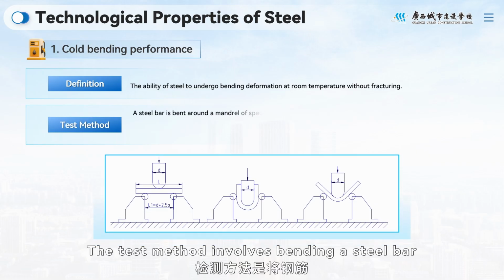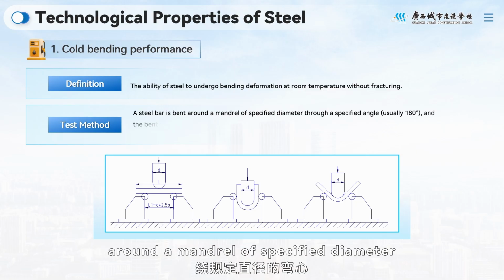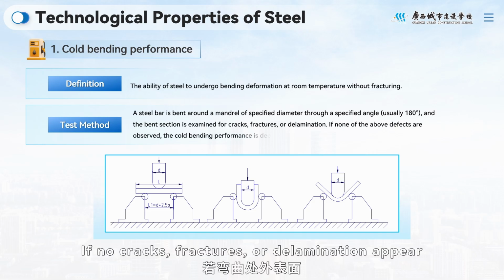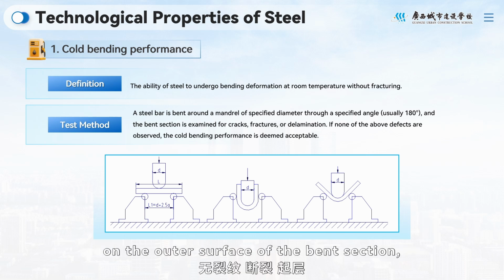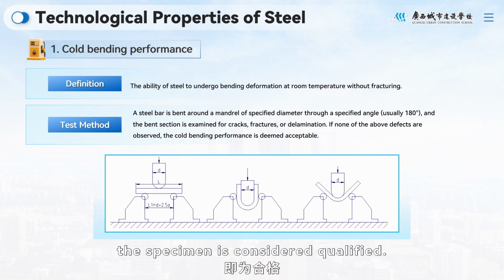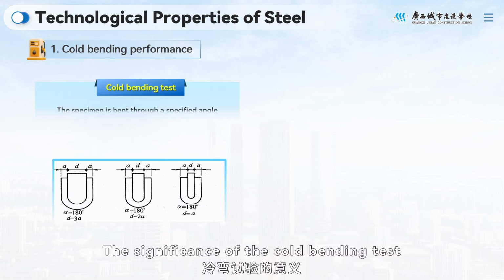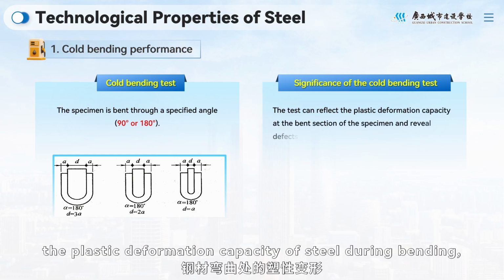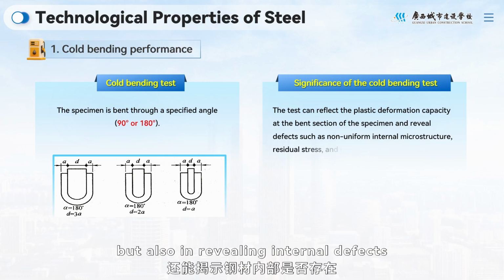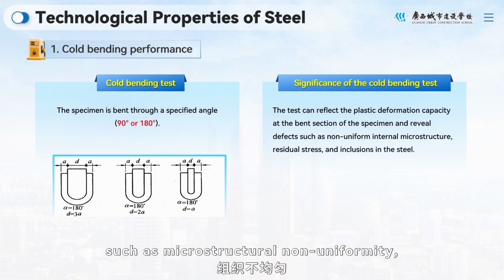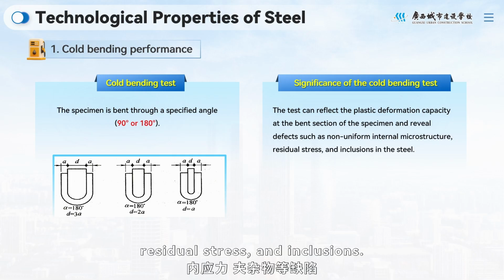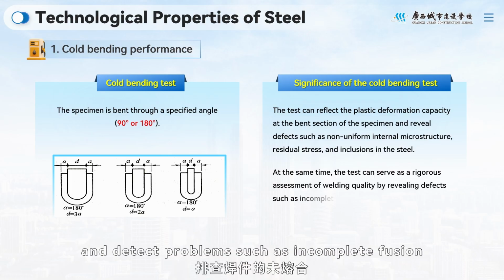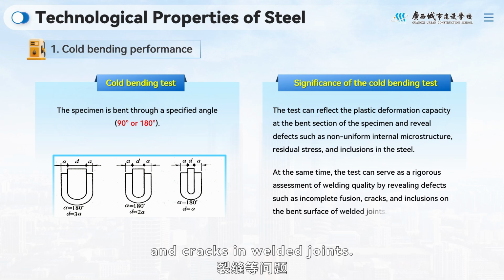The test method involves bending a steel bar around a mandrel of specified diameter through an angle of 90 degrees or 180 degrees. If no cracks, fractures, or delamination appear on the outer surface of the bent section, the specimen is considered qualified. The significance of the cold bending test lies not only in evaluating the plastic deformation capacity of steel during bending, but also in revealing internal defects such as microstructural non-uniformity, residual stress, and inclusions. In addition, it can rigorously assess welding quality and detect problems such as incomplete fusion and cracks in welded joints.